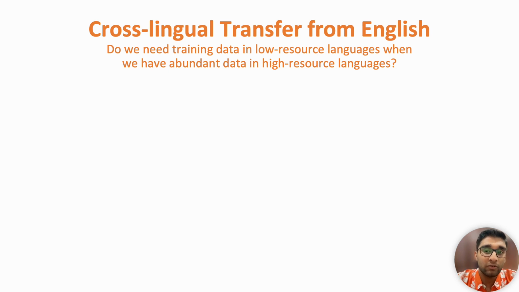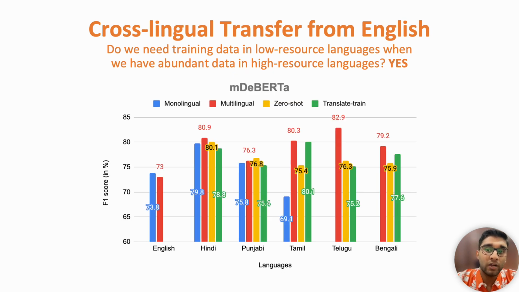Second, we find out if training data in low resource languages helps over the same in high resource languages. We add 2 more kinds of models as shown in green and yellow. In zero shot, we test the monolingual English model over the remaining 5 languages, whereas in translate train, we translate the English training data to the target language and train a model using just the translated data. We find that the multilingual model is better than both zero shot and translate train.